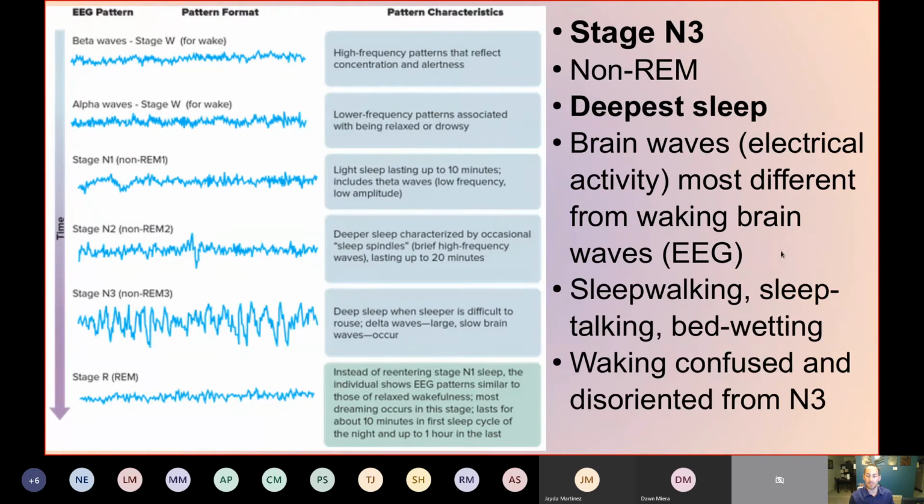So sleepwalking, sleep talking, bedwetting, all of those are most likely to happen during stage N3 sleep. Also, we tend to wake up confused and disoriented from N3 sleep. So if you've ever tried to take a 20-minute nap and woke up and been like, oh my goodness, what year is it? Still 2020, unfortunately. No, but if you've experienced that, you wake up and you're like, oh my gosh, what day is it? What time is it? Have I slept for 3 years? You were probably in N3 sleep.